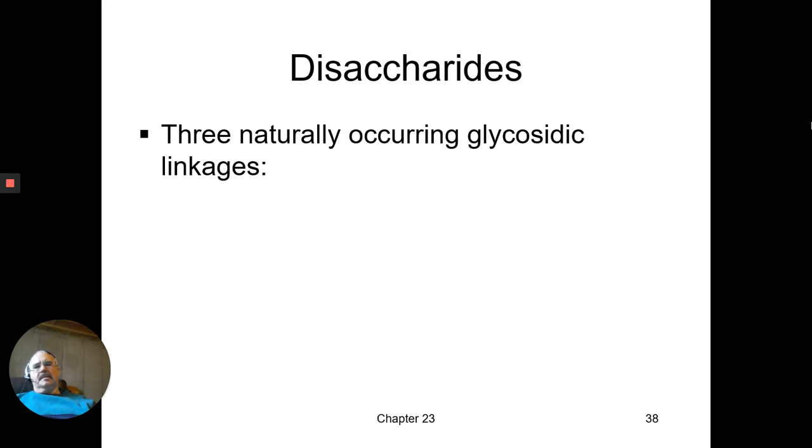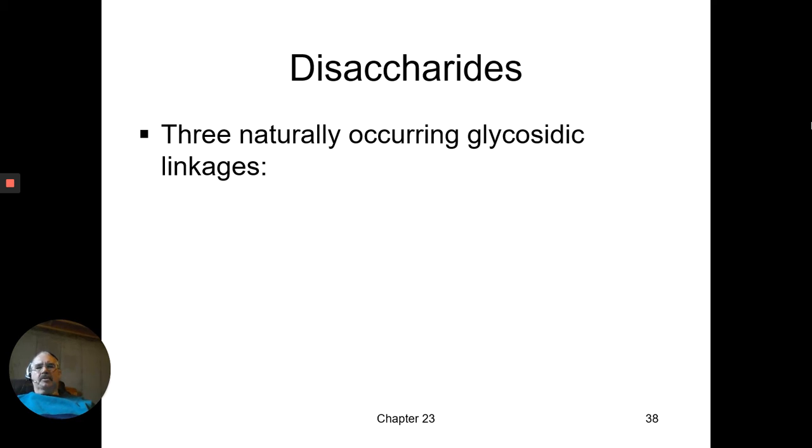And disaccharides consist of two monosaccharides, which are simple sugars, polyhydroxy aldehydes and ketones, usually from 3 to 8 carbons, with 4, 5, and 6 carbons being the most common. When two monosaccharides are linked together, we have a disaccharide.